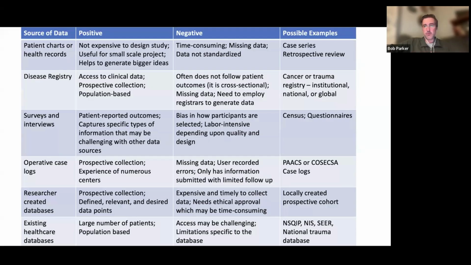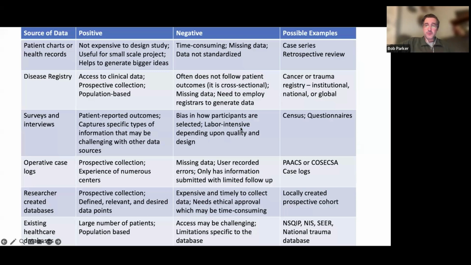Another source of data for a surgeon like me is operative case logs. When surgeons log their cases, that's often done prospectively, and you can get experience of numerous centers. Still have the issue of missing data and users recording potential errors.